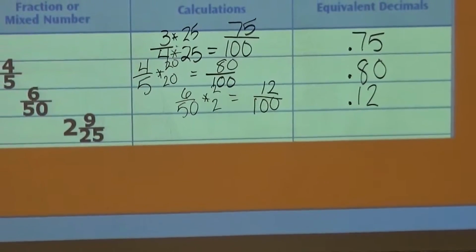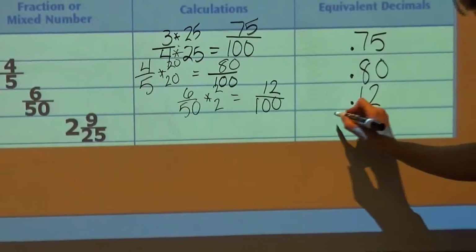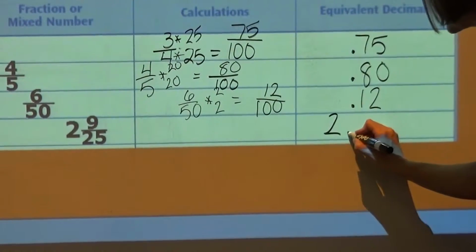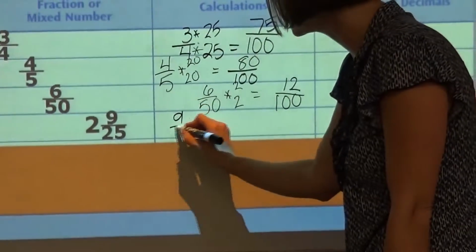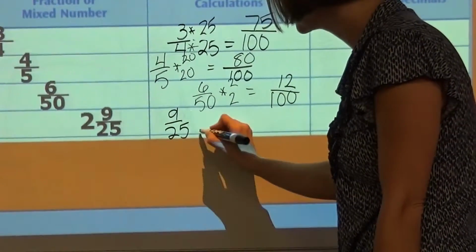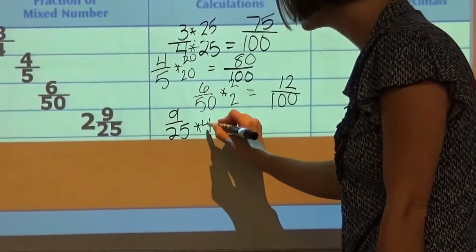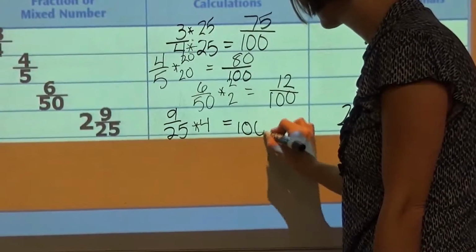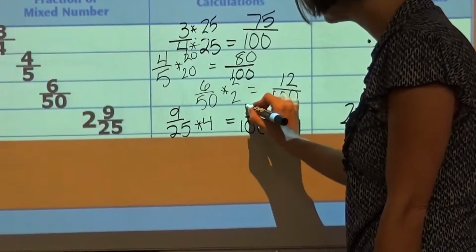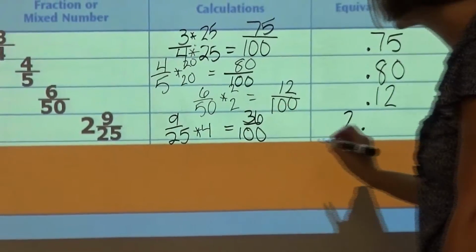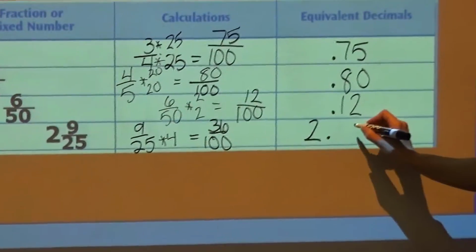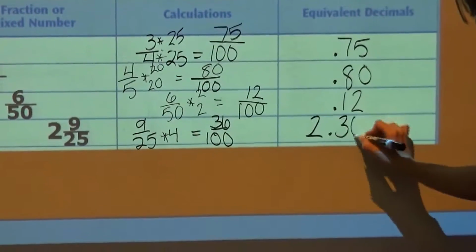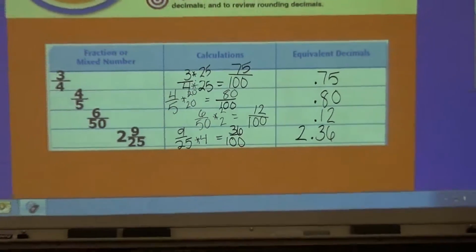Now our next one is a mixed number. I already have 2 whole, and so that's going to be like my ones place. But I still need to figure out the decimal. So 9/25. 25 times 4 gives me 100. If I multiply 9 times 4, I get 36. So the fraction part, the 9/25, is 36 hundredths. So I have 2 and 36 hundredths.